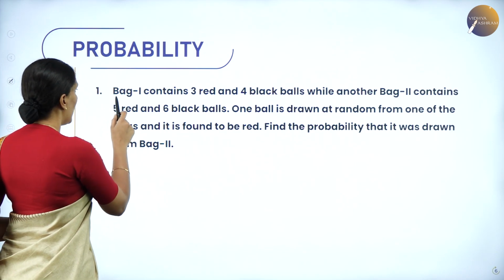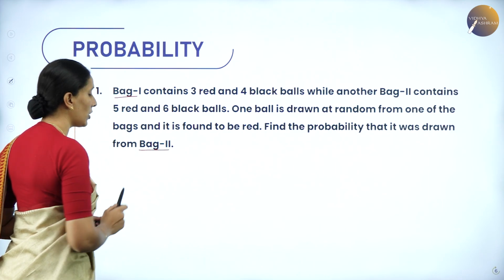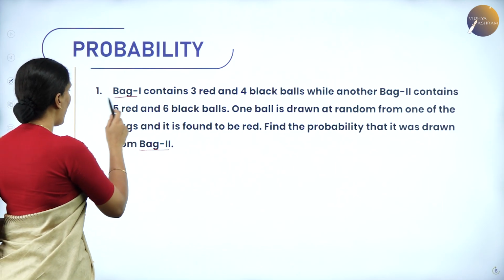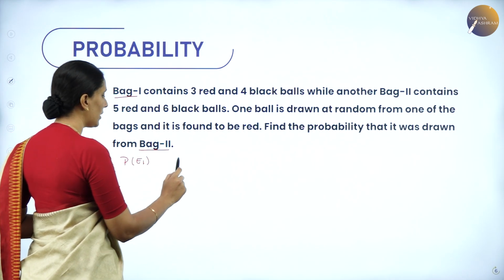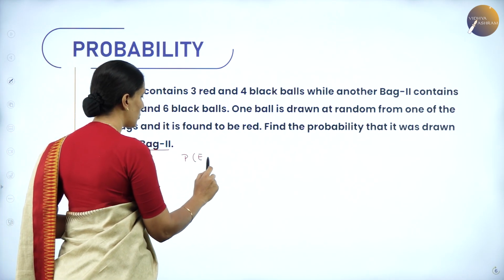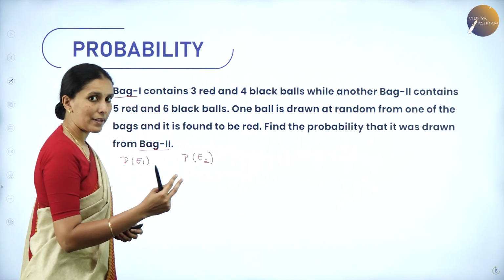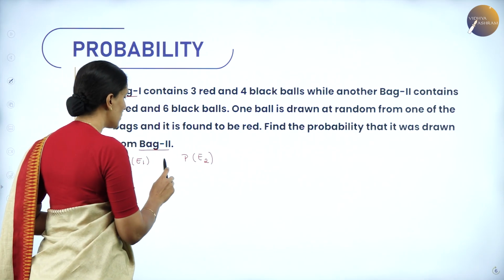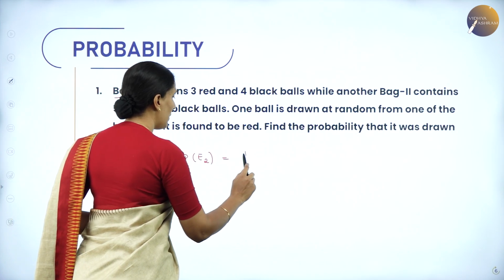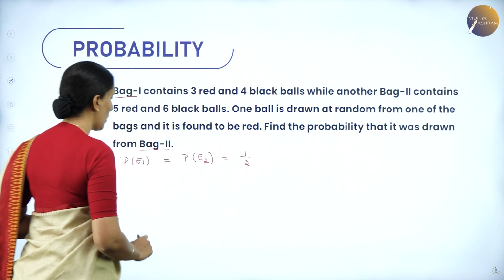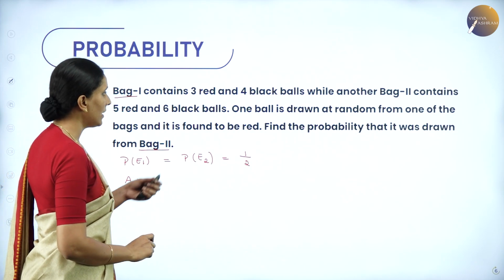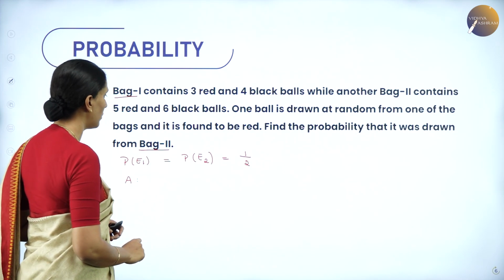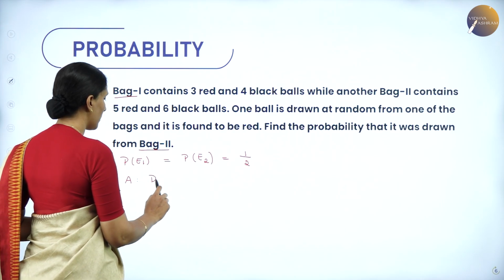So now let us take the probability of choosing a bag. Let the event of choosing bag 1 be E1 and the event of choosing bag 2 be E2. So we have only 2 bags. We need to select any one bag. So obviously the probability value is 1 by 2. Now let A denote the event of drawing a red ball from any one of the bags. So drawing red.